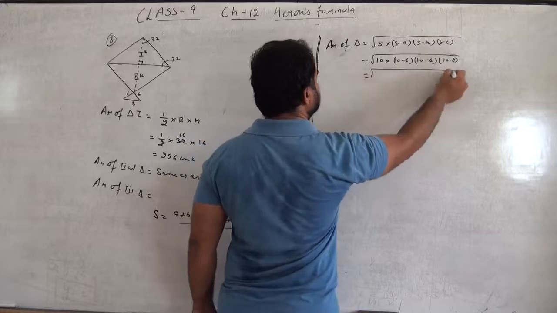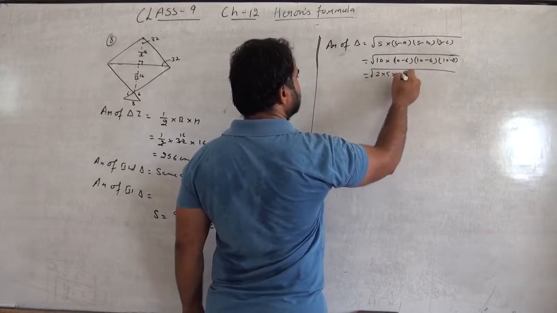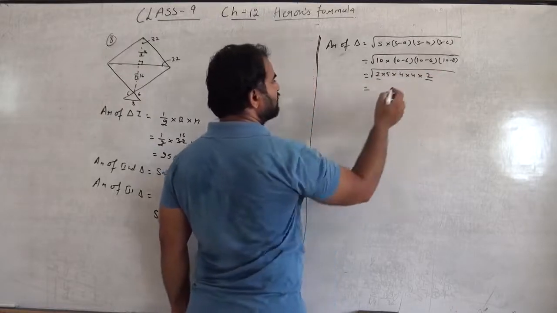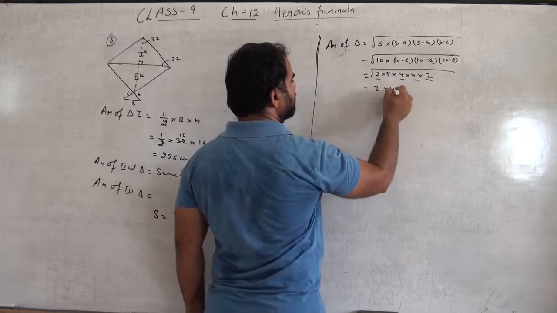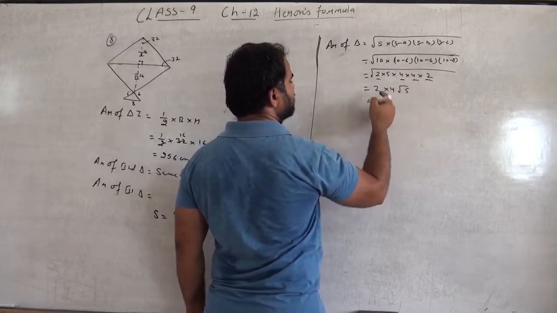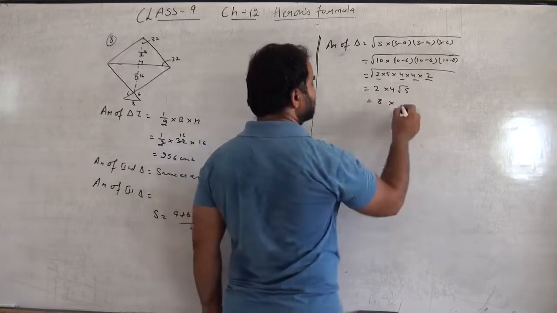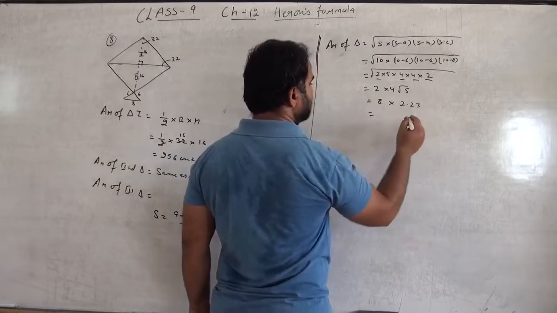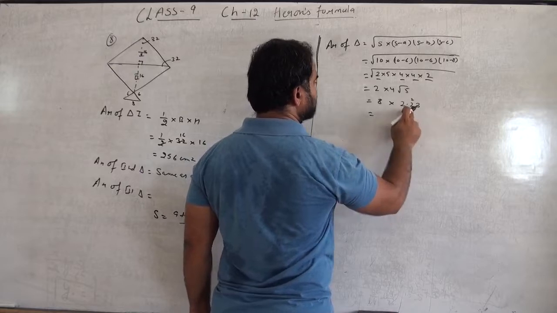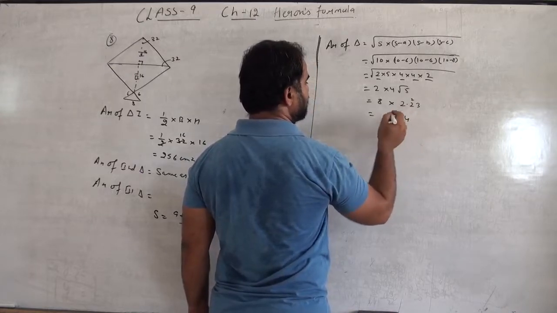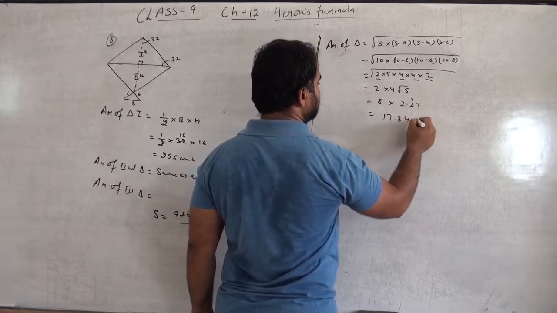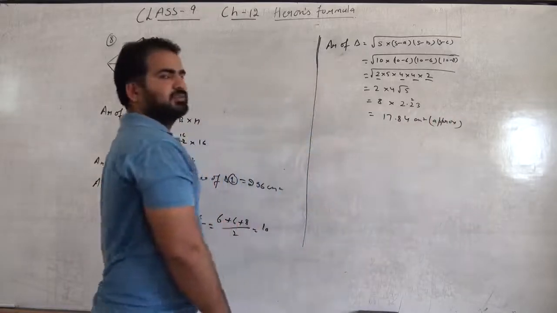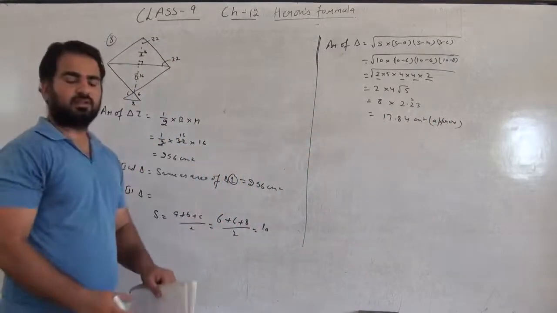Okay, so it will be root 2 into 5 into 4 into 4 into 2. So we make the pair of 2 and 4. So 2 and 4 will be outside and root 5 will be there. So 4 2s are 8 and 8 multiplied by 2.23. So it will be 8 3s are 24, 8 2s are 16, 17.84 centimeter square approx. Okay, this will be your final answer to question number 7.